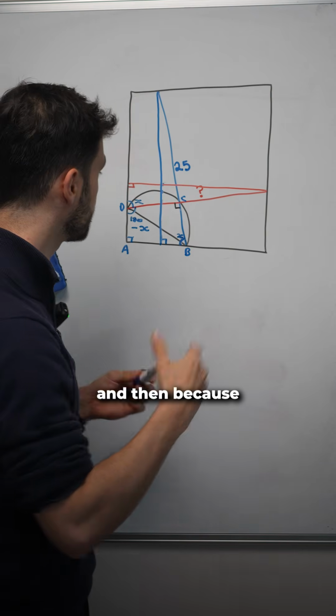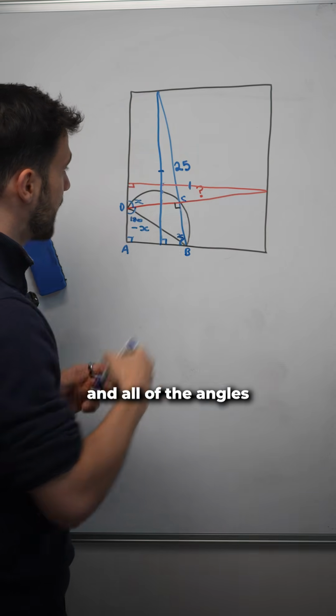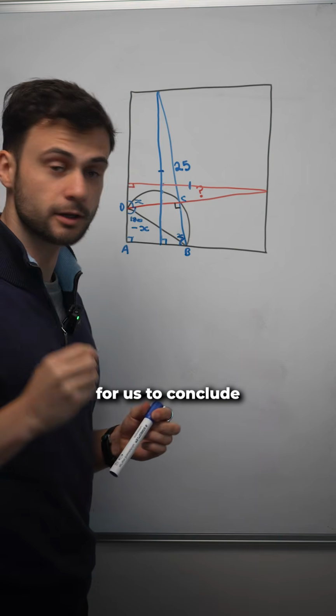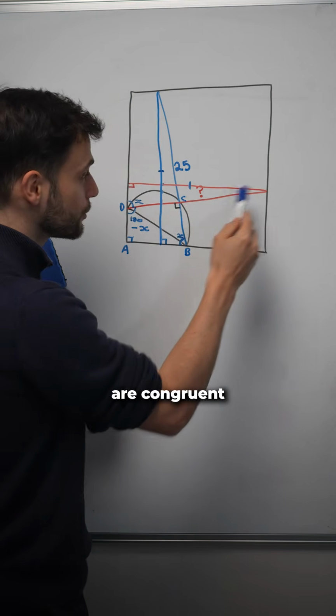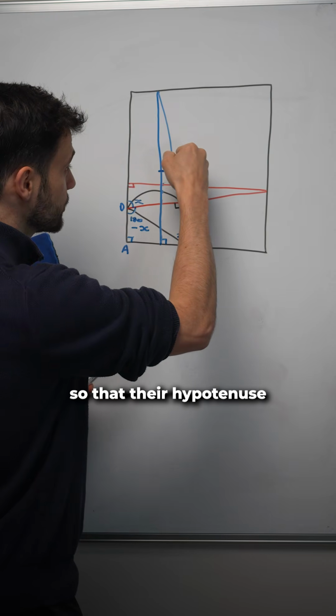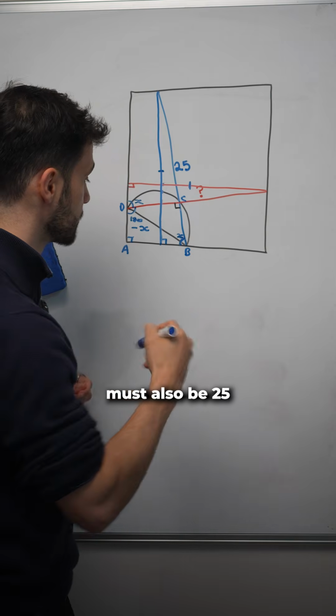Well, that's fantastic. And then because we know that these sides must be the same length and all of the angles are equal, that's enough for us to conclude that these two triangles are congruent and thus share all the same side lengths. So the hypotenuse of the blue one is 25, and the hypotenuse of the red one must also be 25.